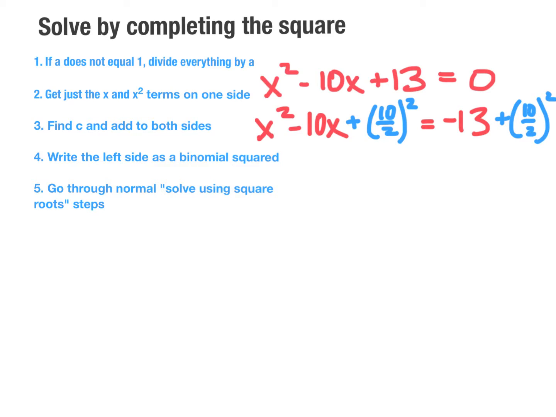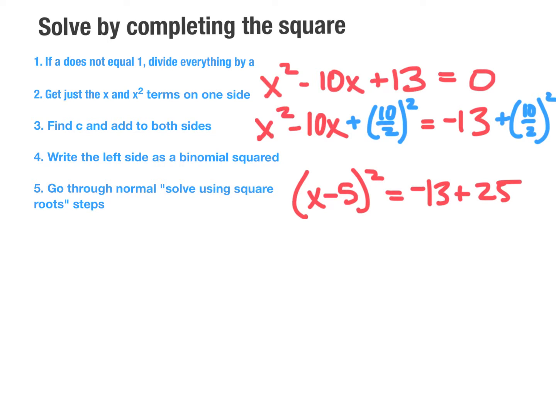And if you're asking yourself, why do I have to do it to both sides? Remember that it's an equation. So whatever you do to one side, you have to do to the other. It's all about balance. All right, so this is always going to be x, half of negative 10 is minus 5 squared, equals negative 13 plus half of 10 is 5, squared is 25.